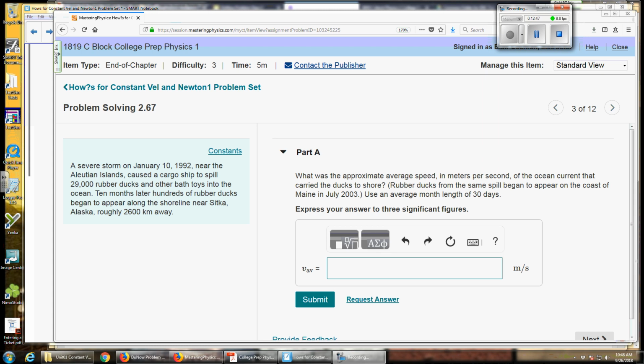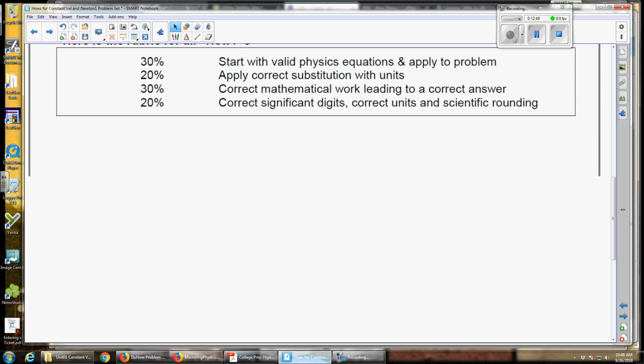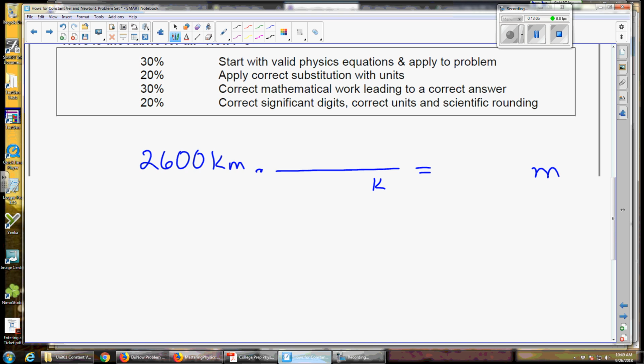So I need to take 2,600 kilometers and get it to equal something in meters. Whenever I'm doing conversions, like you learned in chemistry, I think of the number 1 and multiplying by it. So I put what I want to get rid of opposite where I have it, and opposite that. So there, in 1 kilometer, there's 1,000 meters.